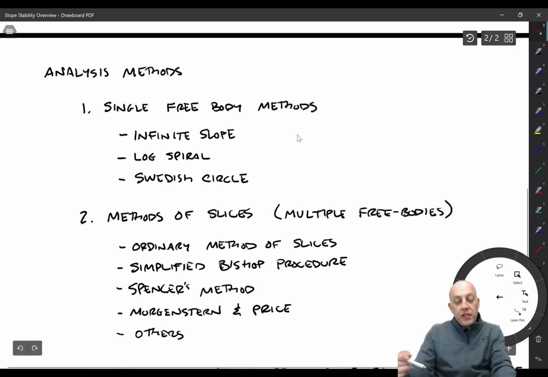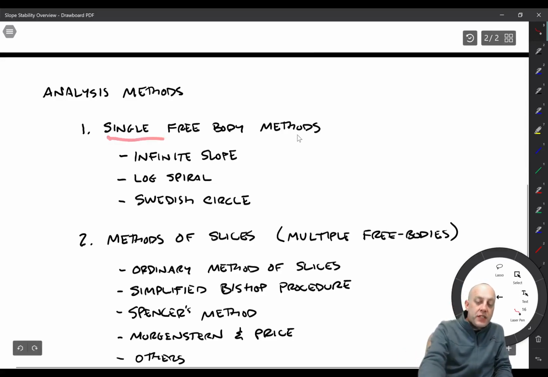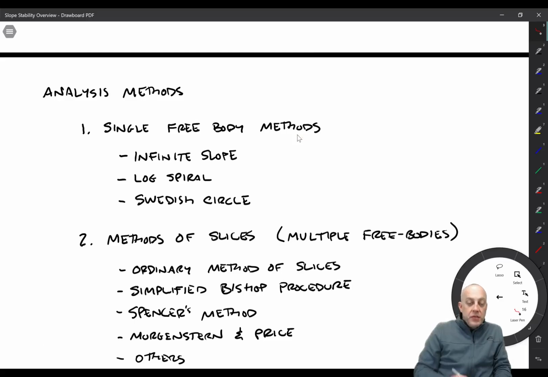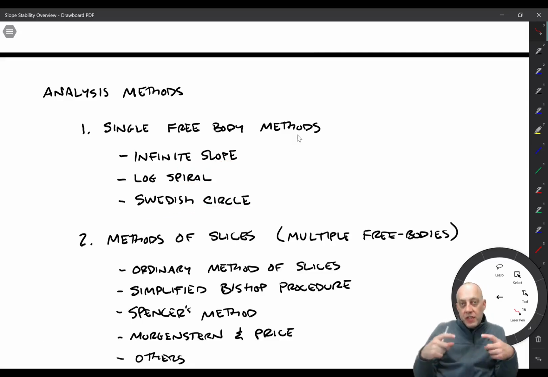Then there are three primary methods of analysis of slope stability. The first one involves single free body diagrams, and that's what we'll study first. These would be things like infinite slope analysis, the log spiral method, the Swedish circle method. That's where we just divide the slope into a single free body.